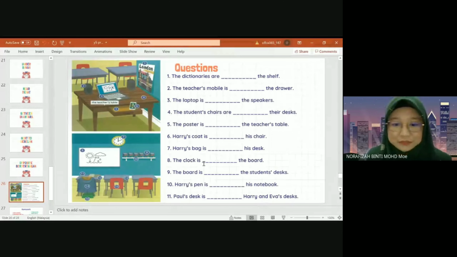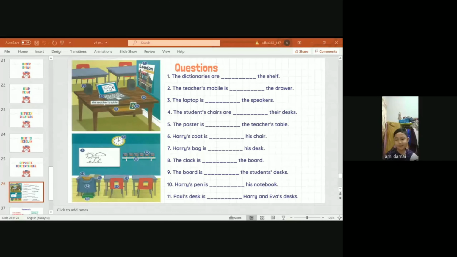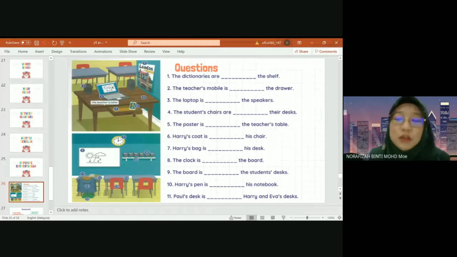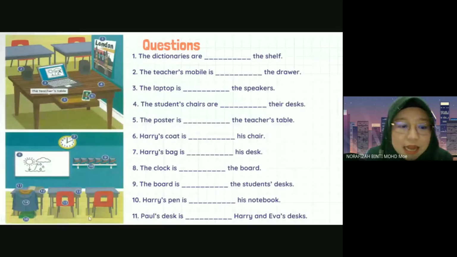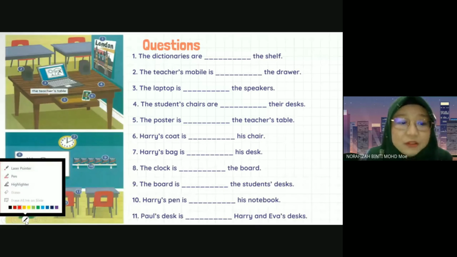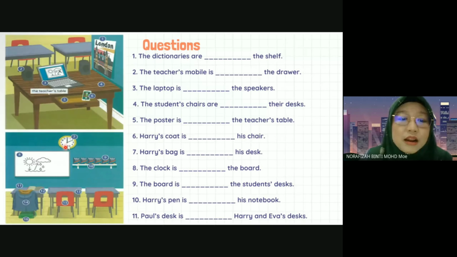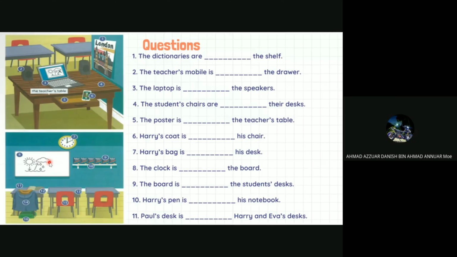Number 8. The clock is the box. This one is clock. This one is box. Okay, what's the answer? The answer is near. Okay, kenapa bukan on? Tengok sini betul-betul eh. Teacher tunjuk. Kalau on, okay, if the answer is on, clock ni akan jadi dekat atas sini. Betul-betul kita letak dekat board. Between. Sekarang ni, between. No, no. The answer is near. Near, dekat.